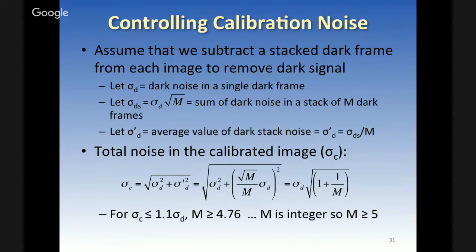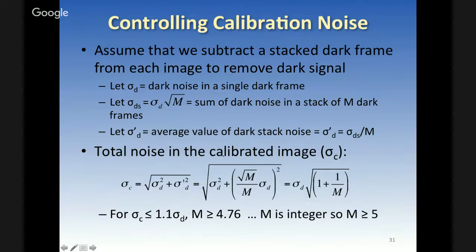And if we let sigma prime d equal the average value of the stacked noise, in other words, if we use 5 dark frames, we've got to average that back down. We've got to divide by m, and that's what we're doing here, okay?